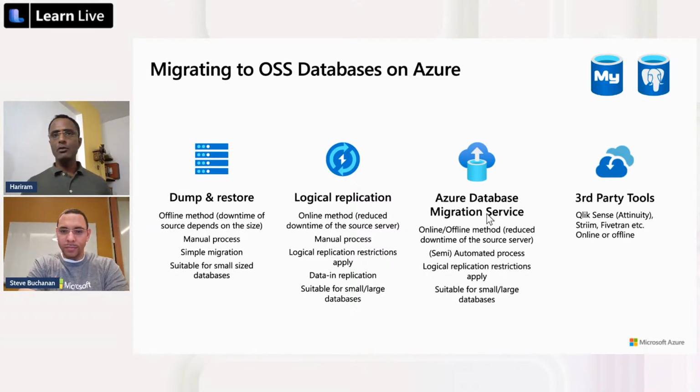Now we come to the Azure Database Migration Service. This is one of the popular tools used in Azure for migrating databases from the source to the target. It offers both online and offline mode. This is a semi-automated process where you dump the schema and restore it onto the target, and then use the Azure Database Migration Service, or Azure DMS, to migrate the data from the source to the target. In this case, whether the database is small or large doesn't matter, because the online migration mode is available as well, and it will ensure that your changes are replicated from the source to the target while the migration is in progress.